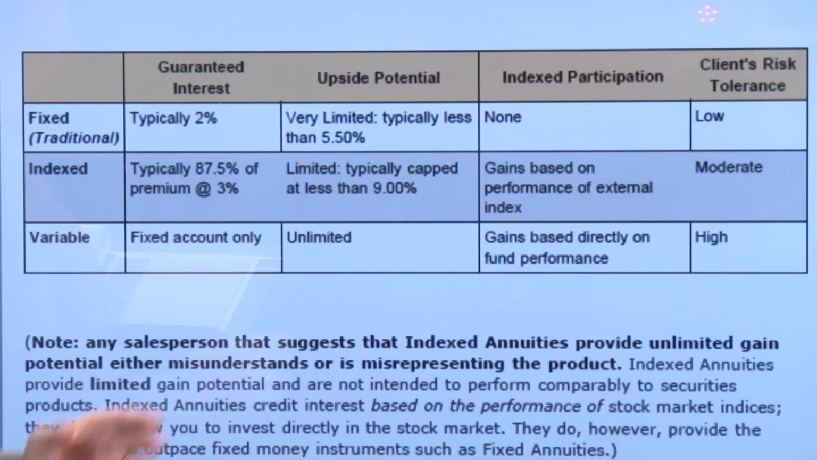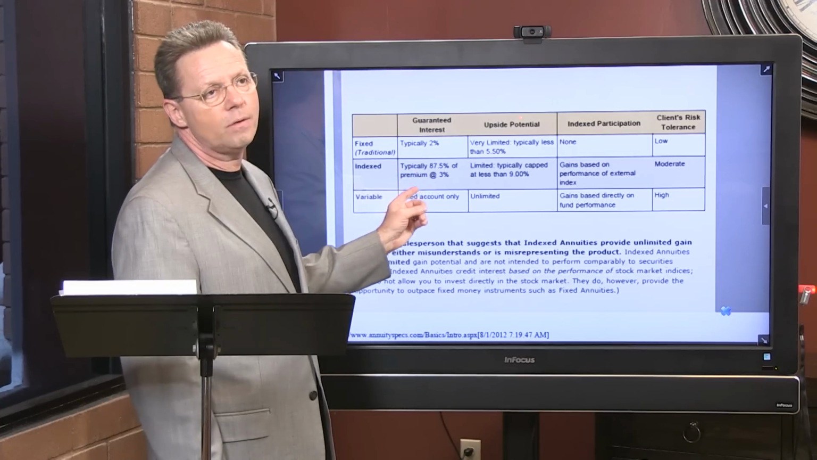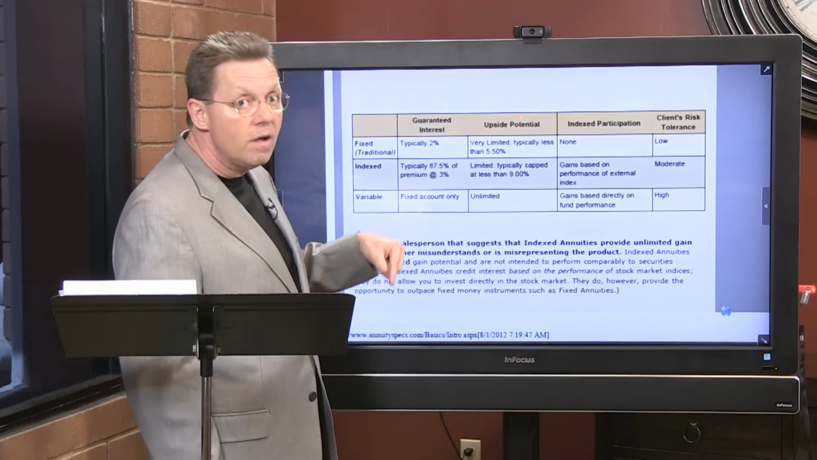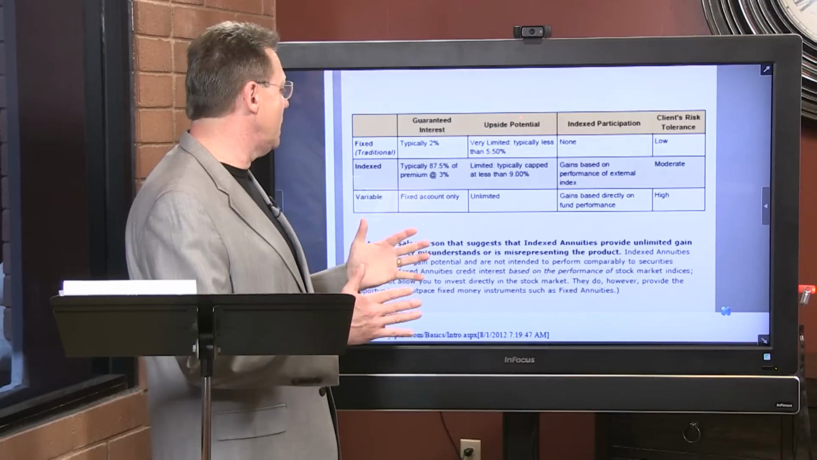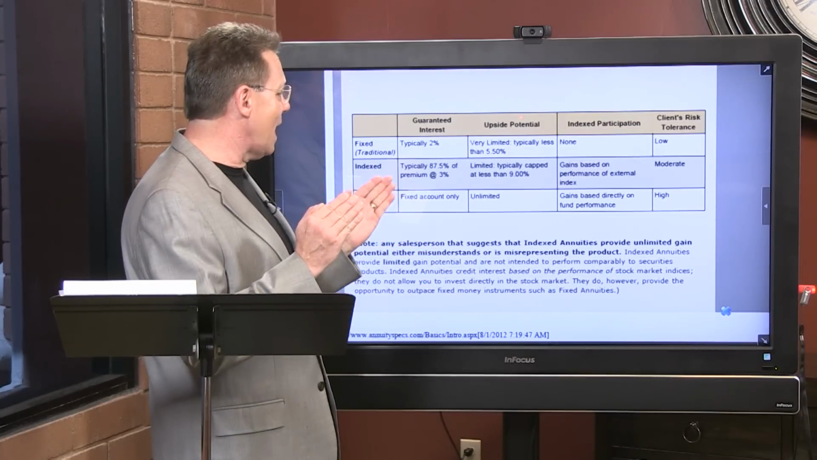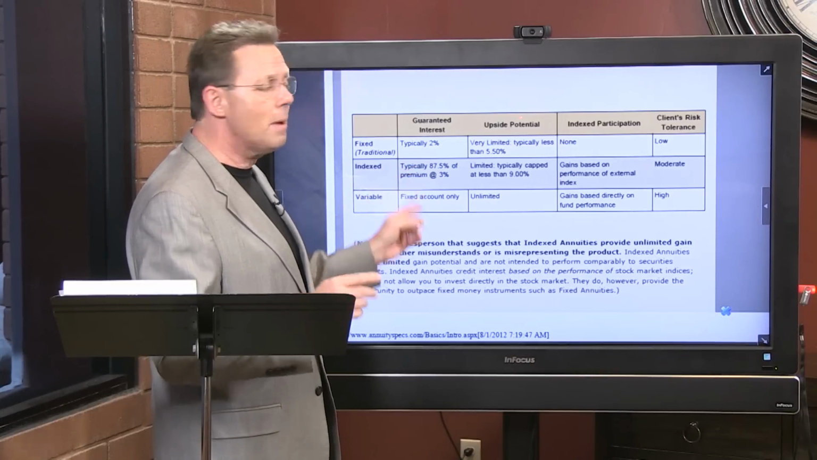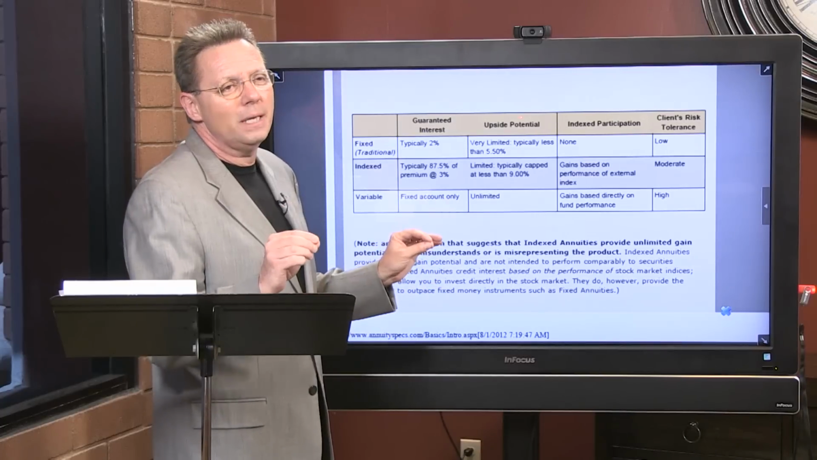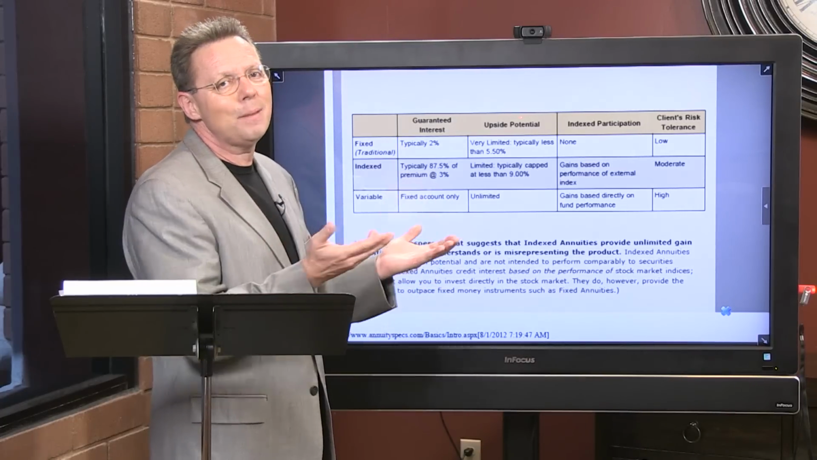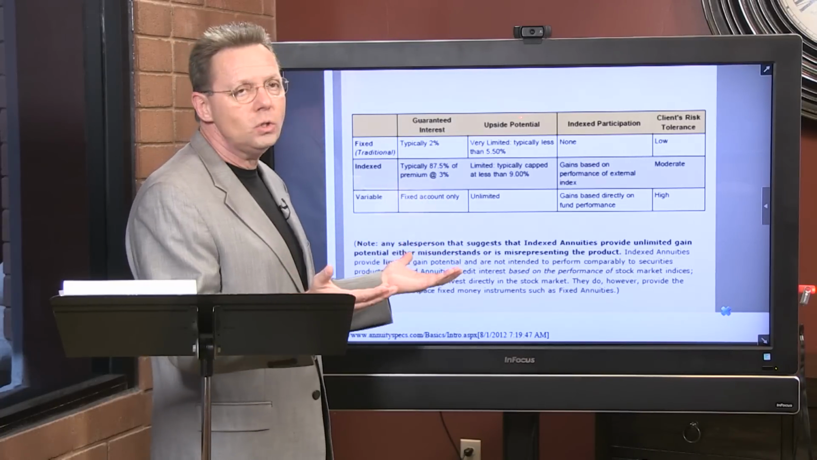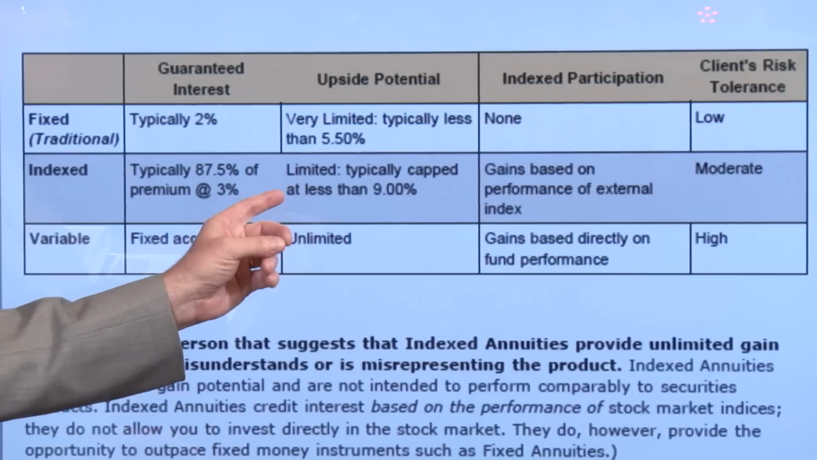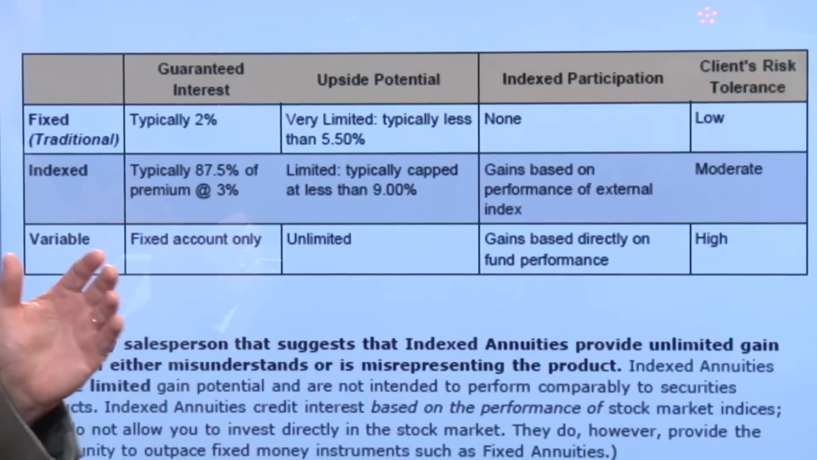Then when I look at the index, there's no participation, but it has low risk. Now, when I'm looking at an indexed annuity, my guarantee is going to be somewhere around 87.5% of the premium at 3%. So it's really limited. You have to remember that it's better than nothing. I always have that at the bottom. I'm not going to lose anything on that. And my upside potential is limited generally to whatever the cap is.